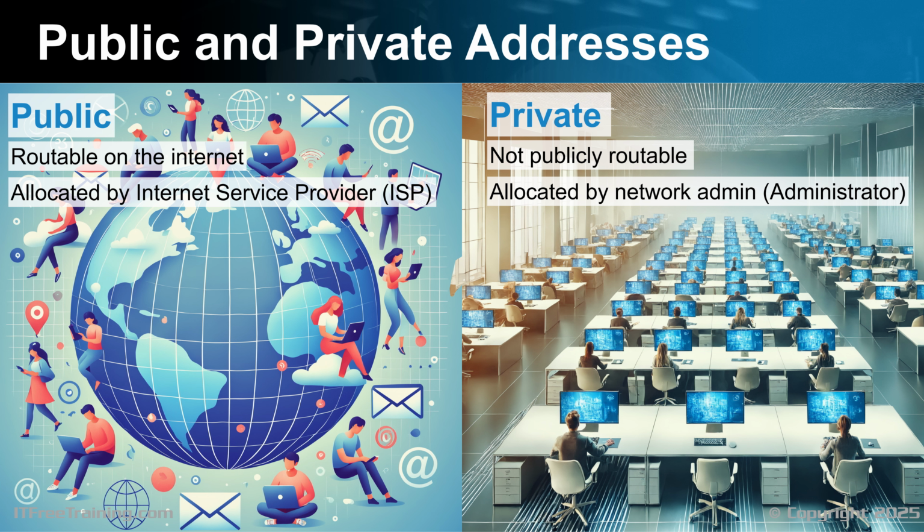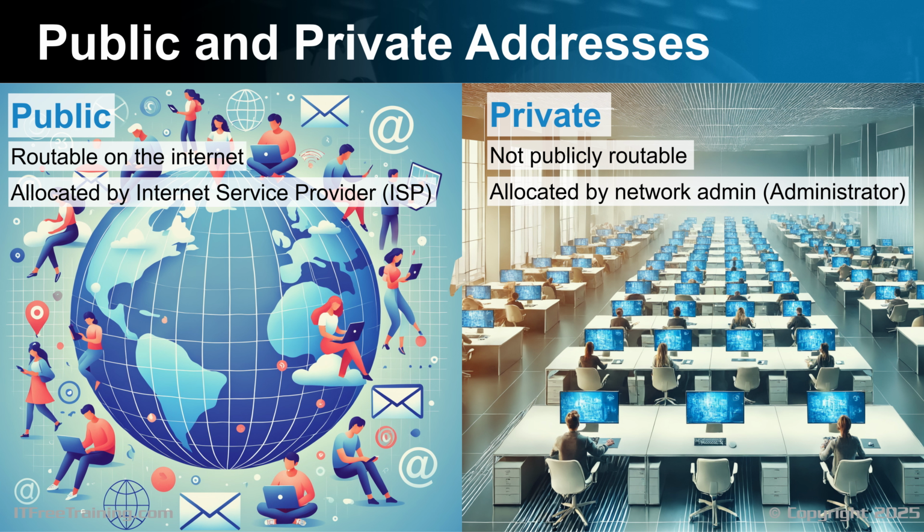Thus, different private networks can use the same private IP addresses. Since private IP addresses are not routable on the Internet, if a private IP address is forwarded to the public Internet, the public Internet router will drop the packet.